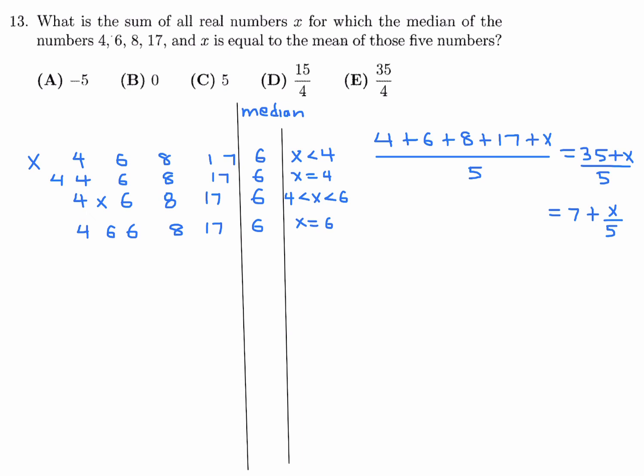And then now we are going into the next category where x is between 6 and 8. So x is now between 6 and 8 like that. The median this time is x. Okay, so we got something different this time.